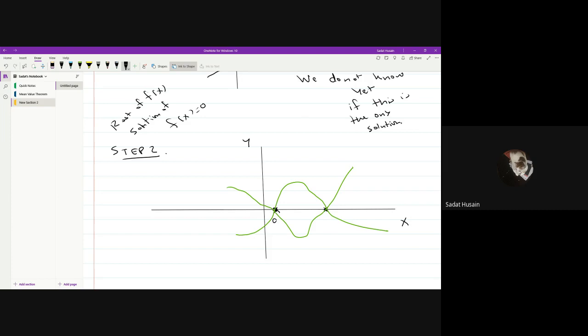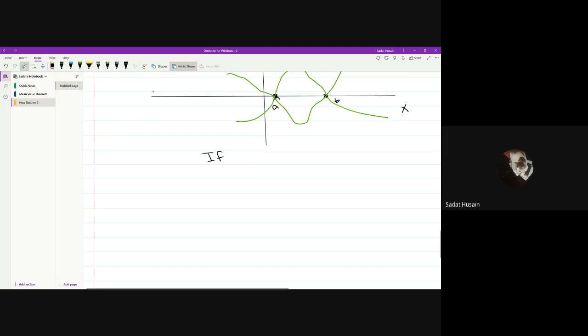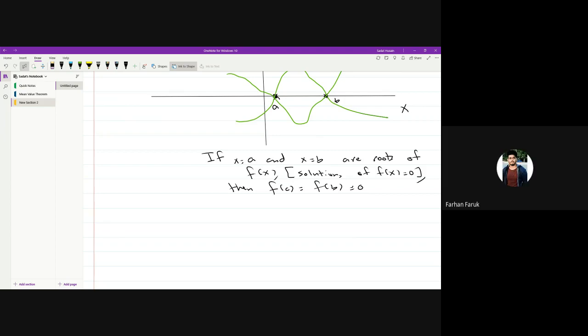But notice one thing: if a and b are solutions, if a and b are roots of f of x, in other words, if x equals a and x equals b are solutions of f of x equals 0, then f of a equals f of b equals 0. Do you agree?